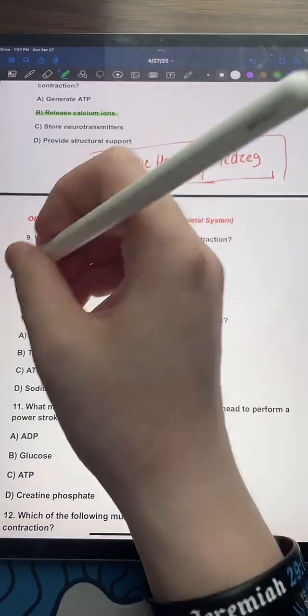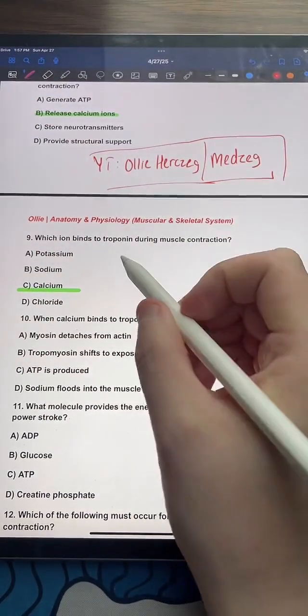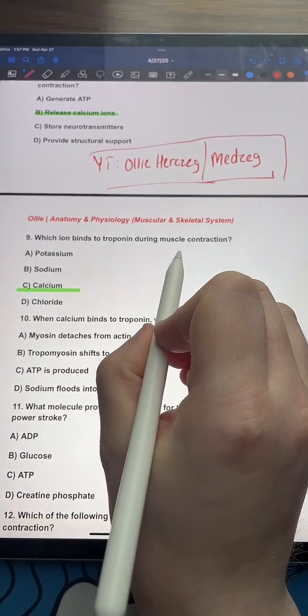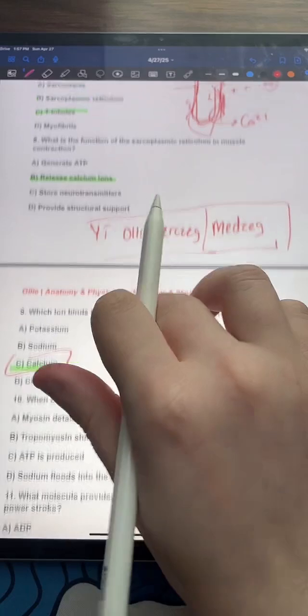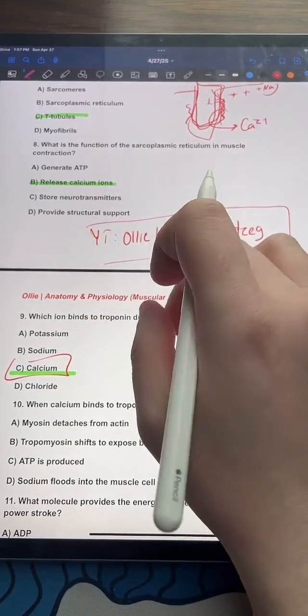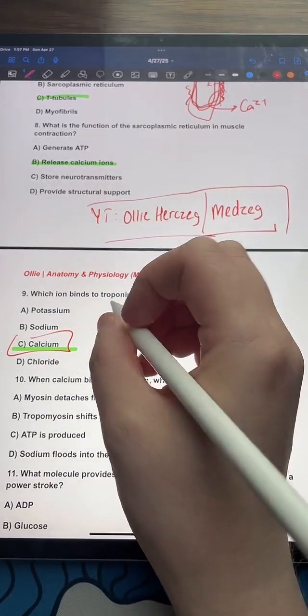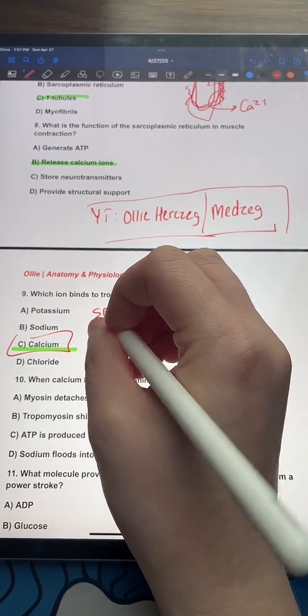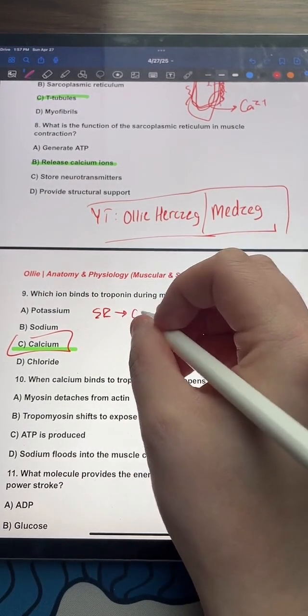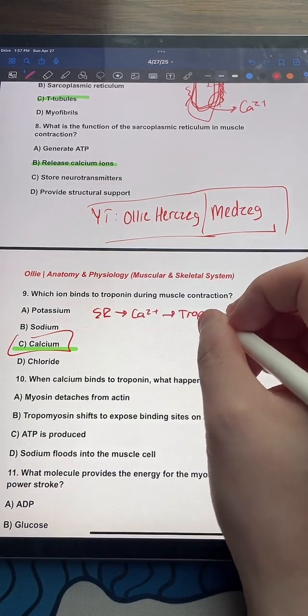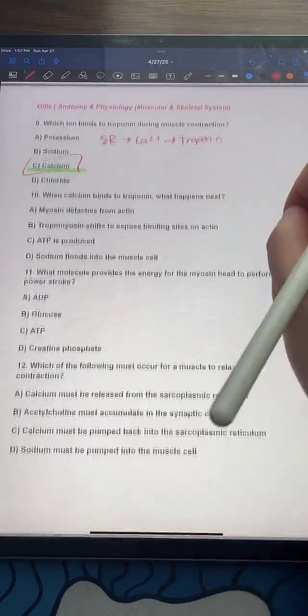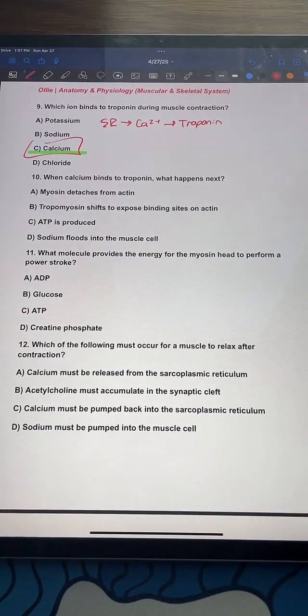And the answer is C. The ion that binds to troponin during muscle contraction is calcium. This is the calcium from the last question, the one that got released from the sarcoplasmic reticulum. Following along in this little story, we have our sarcoplasmic reticulum, which released calcium. That calcium binds to troponin. Let's follow along with our next question: when calcium binds to troponin, what happens next?